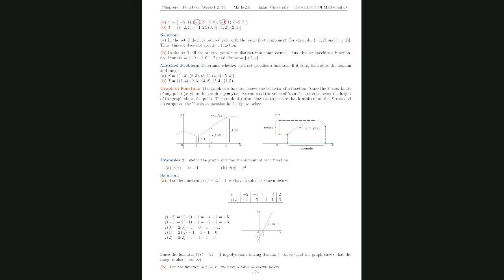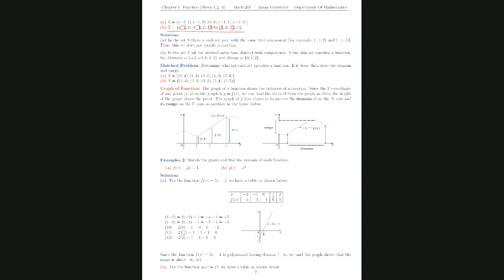Now look over here, set T. Every input appears only 1 time. Input 2 appears only 1 time, input 1 appears only 1 time, input 0 appears only 1 time, input -1 only 1 time, input -2 only 1 time. Okay, so this is a function.